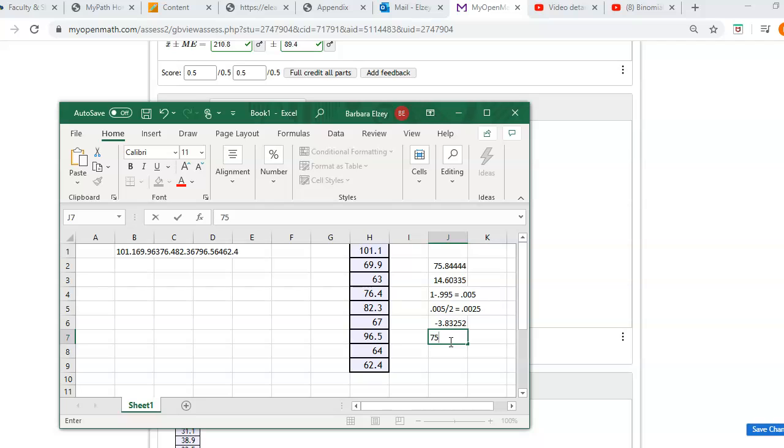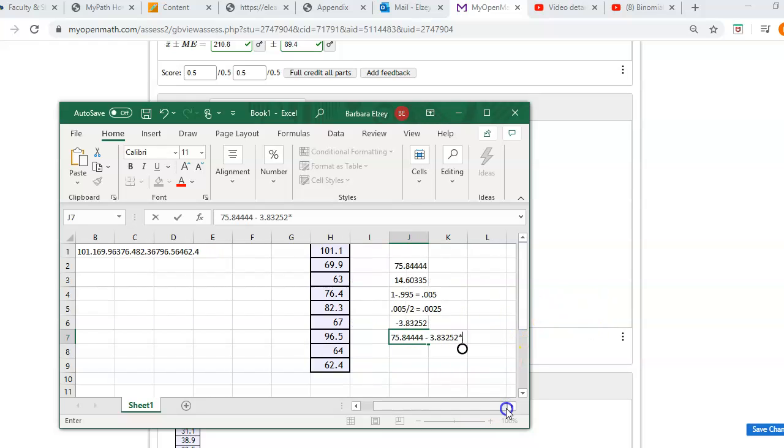So now we want 75.84444 plus and minus. So I'll do the minus first. Minus t, which is 3.83252, times the standard deviation, 14.60335, divided by the square root of our sample size, square root of 9 in this case. And then of course we're also going to do the plus for that same thing.